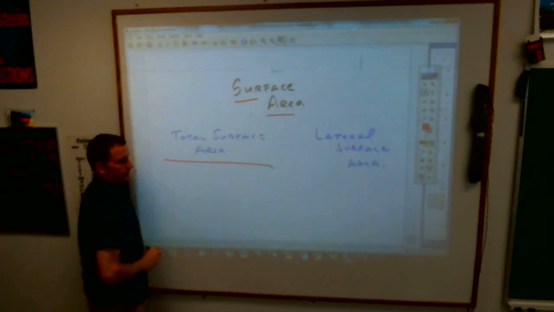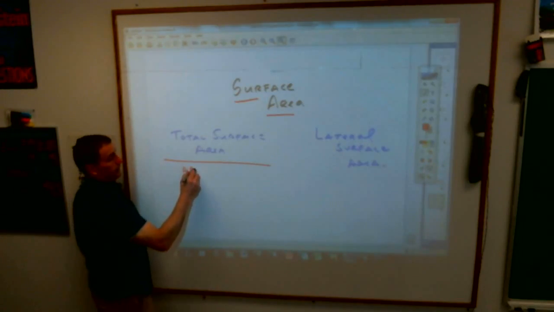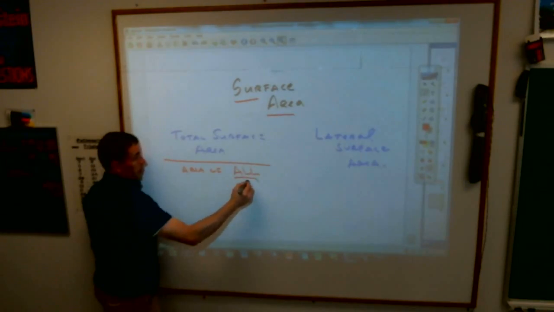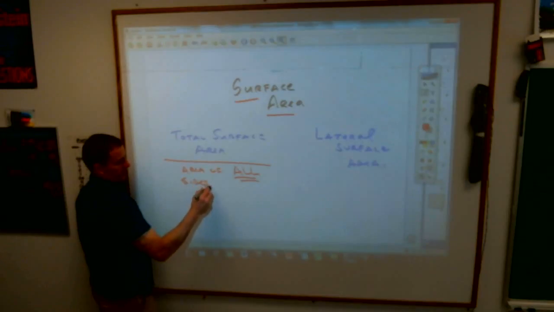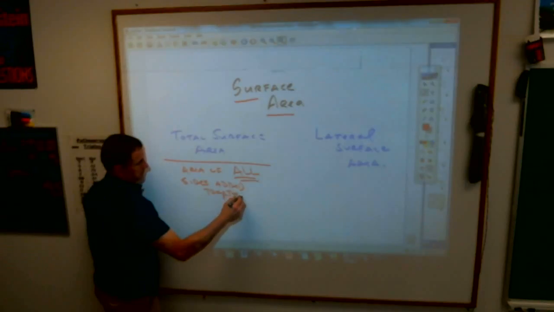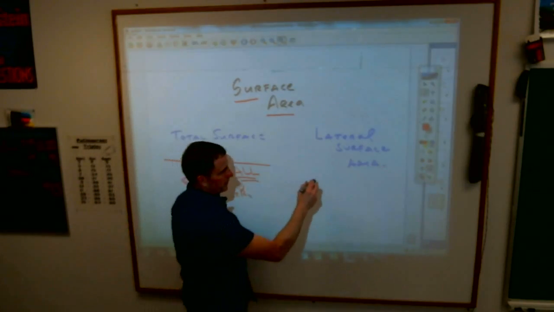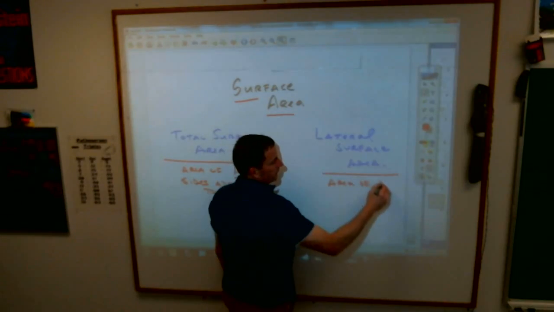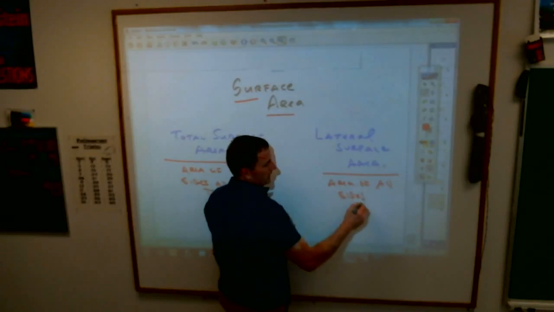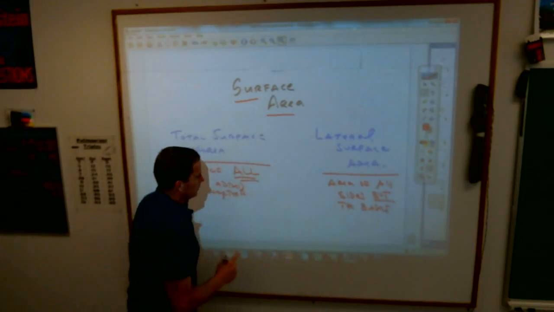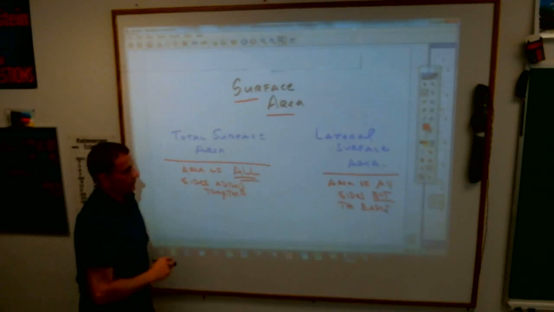Well, total surface area is just like I said. It is the area of all, underline all, sides added together. Lateral surface area is the area of all sides, but the bases. And we will, well, I guess we'll explain it now.